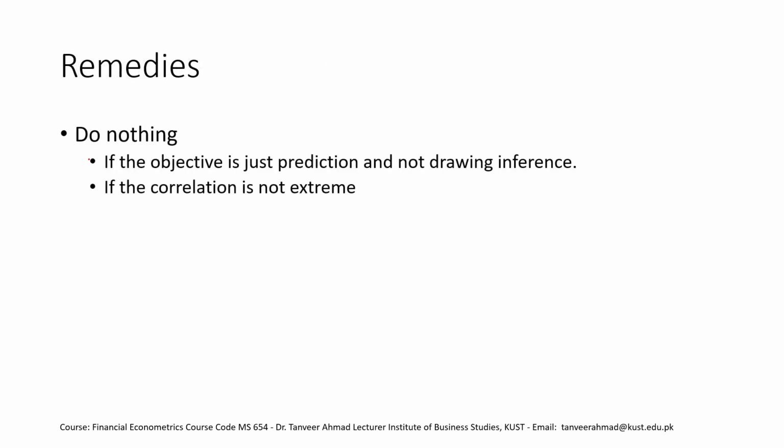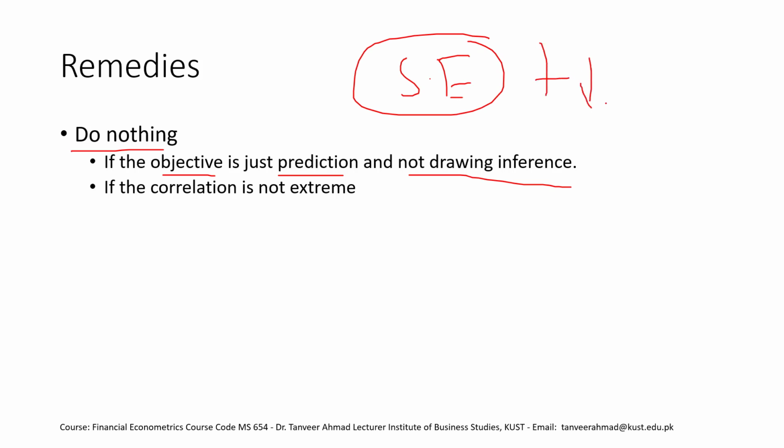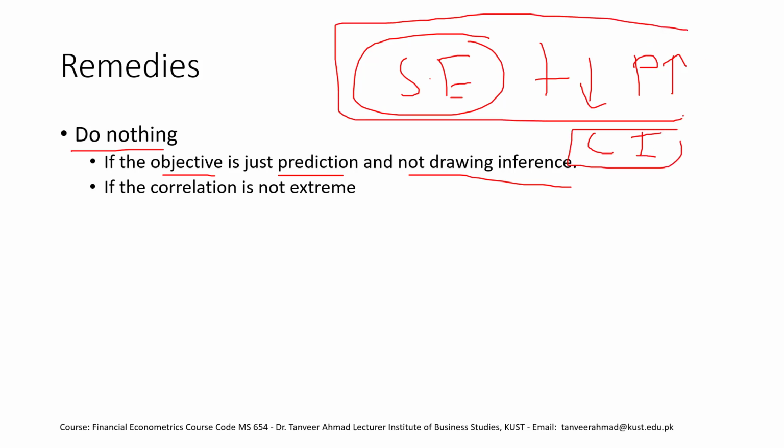The first is we should do nothing, and that is if the objective of our research is just prediction and not drawing inference. Remember, the coefficient would still be unbiased, but the standard errors would increase. So if the standard errors increase, the t value would decrease and the p value would increase. The confidence interval will be wider. These are all the measures that we use to draw inference. For hypothesis testing, we would not be able to draw inference, but our coefficient again would be unbiased.